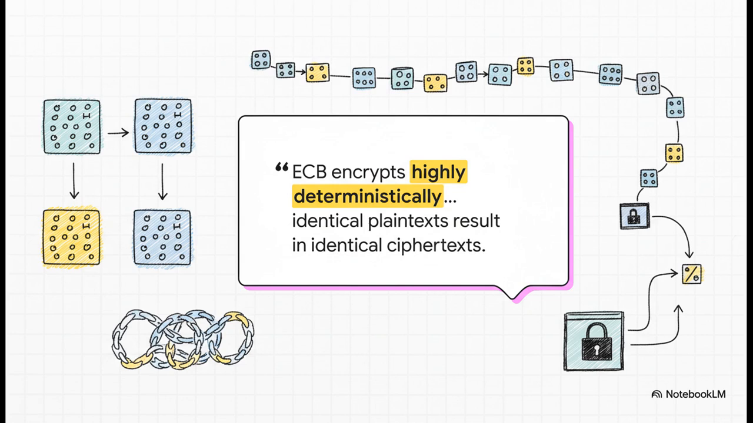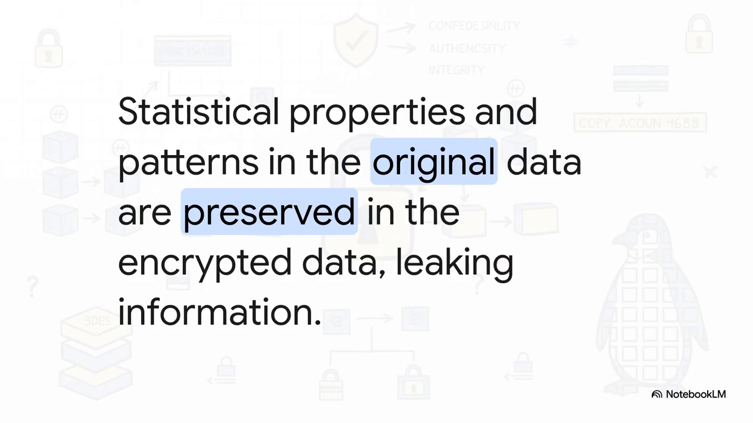And here it is, the fatal flaw. Because you're using the exact same key on every single block, if you have two blocks of original data that are identical, well, you're going to get two blocks of encrypted data that are also identical. The encryption is what we call deterministic. So what does that really mean? It means all the patterns, all the repetitions, all the underlying structure from your original file just leaks right through into the encrypted version.